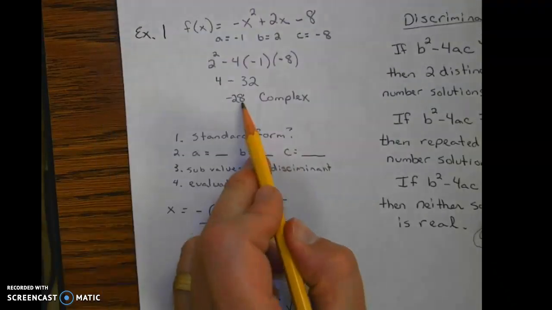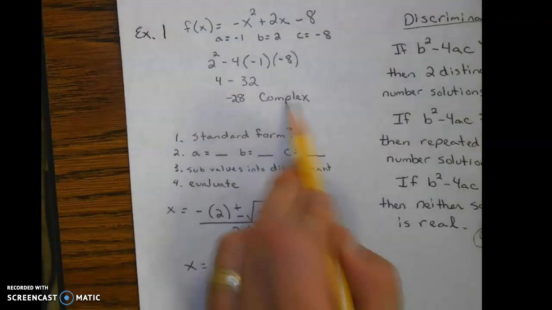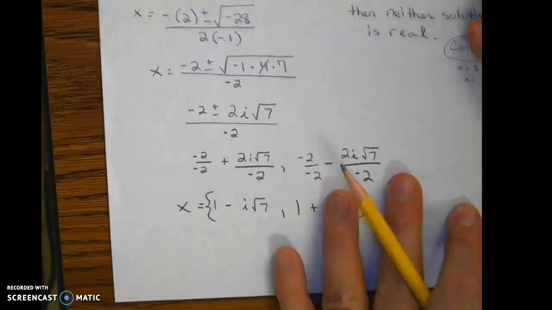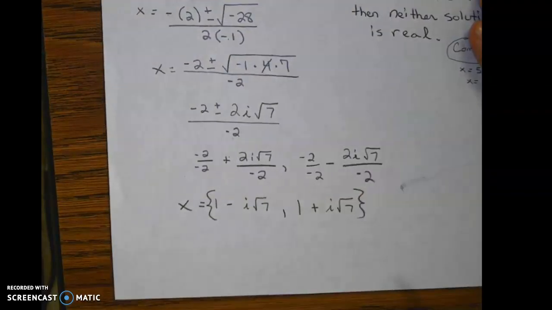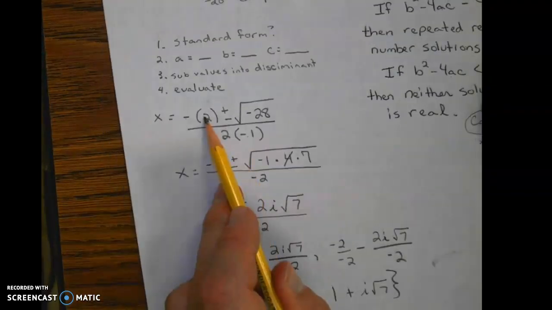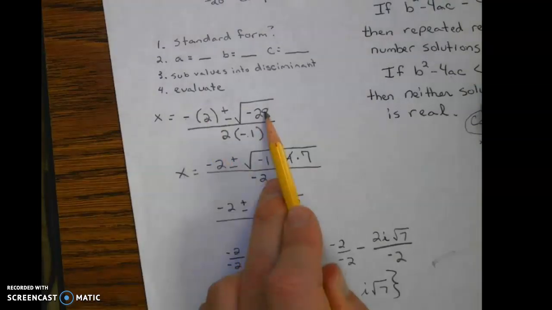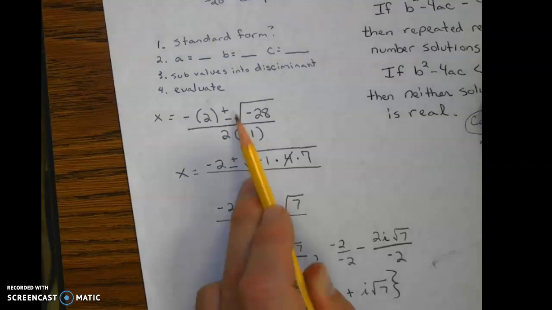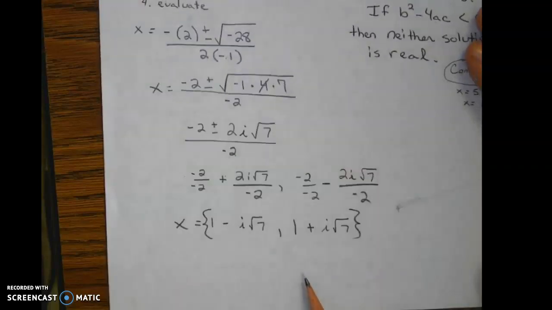So up here, the discriminant helps us calculate what type of solutions we have. They're going to be complex solutions. And then using the quadratic formula, plugging in the values, plugging in the discriminant, plugging in B, plugging in A, we can simplify this to get the two solutions.